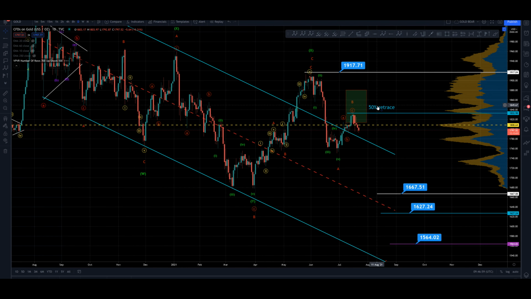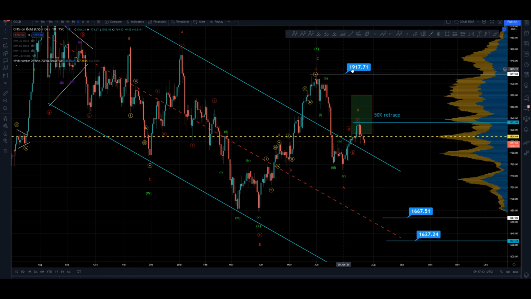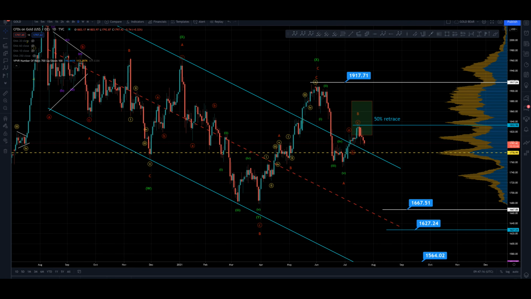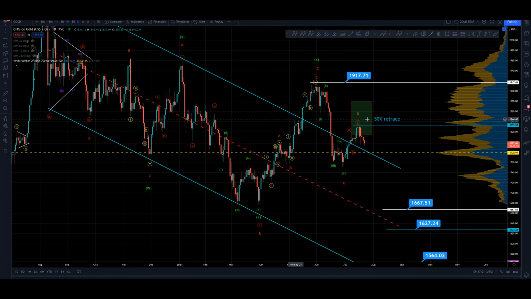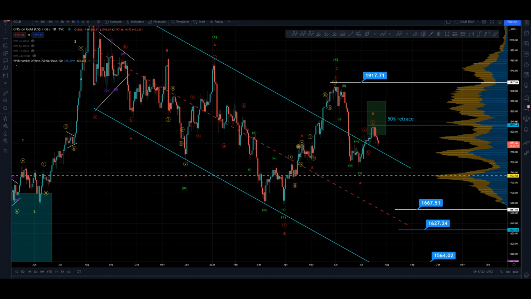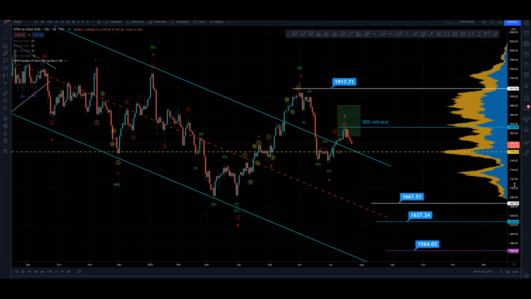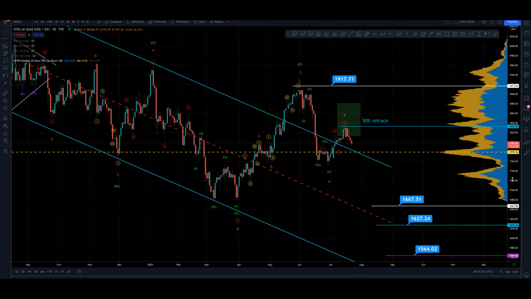Any move back above this 50% retracement here would have me likely supporting the idea that this is a greater 5-3-5, and then any move to new highs above 1917, any high moves above that is bullish, and that the bullish interpretation was correct, and we had the fortune of setting up that wave 3 trade. So what do you do? Time will tell. I think I am, to be honest, leaning into this bearish interpretation more. I just think it looks better. I think the length of that C is just off. I'm not happy with it.